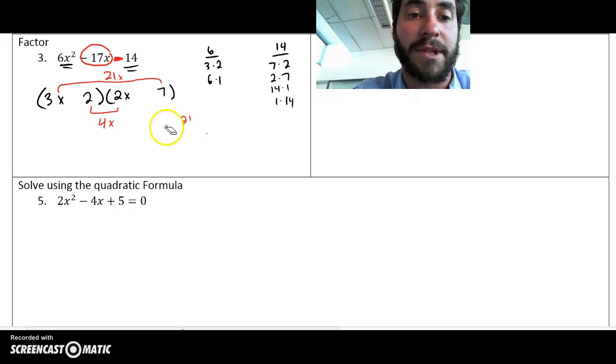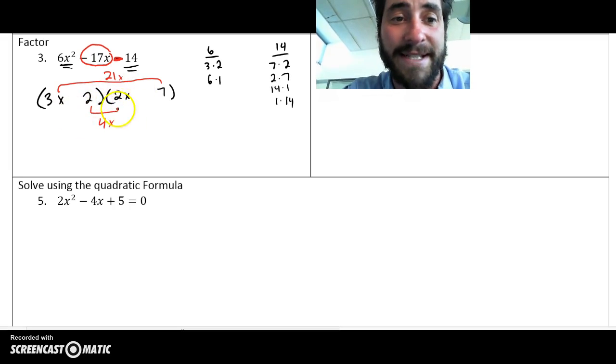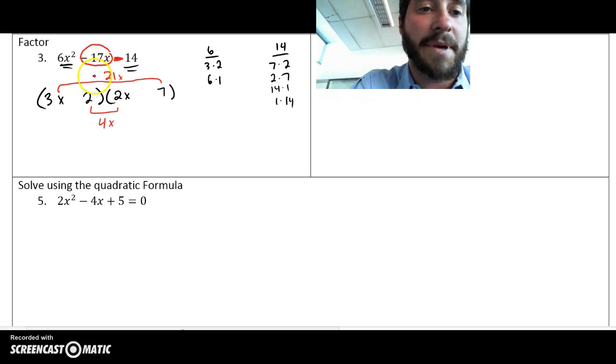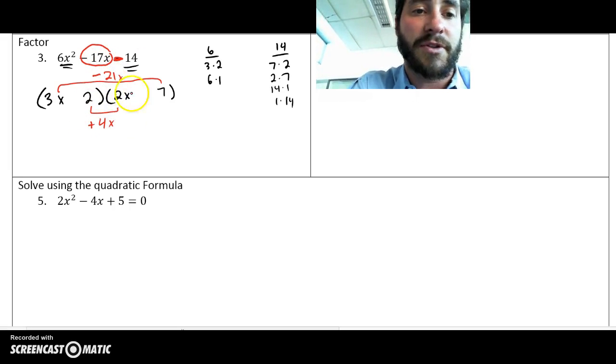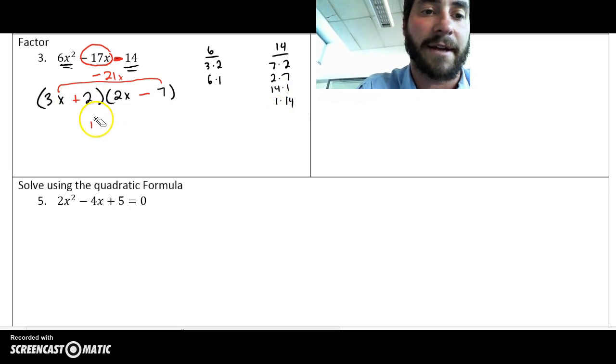Alright, so now we just got to work with the signs here. 2 times 7 has to be a negative 14. I know that one's positive and one is negative. Looking up here, I want these two combined to make negative 17, meaning that the bigger one should be negative. So I want my 21, so the 3 and the 7, I want this to be the negative, and this one to be the positive. Here are your two factors.